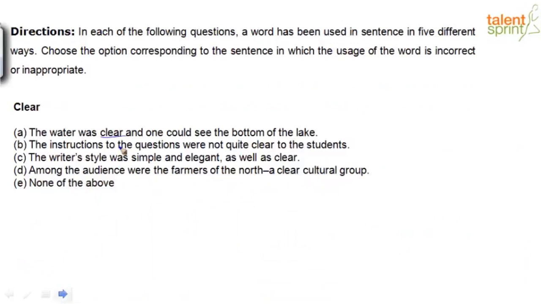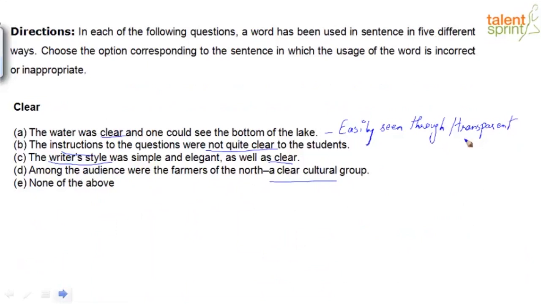Let's quickly recap. Instructions, not quite clear. Writer's style was simple and elegant as well as clear. Okay, we're talking about the writer's style here. Among the audience were the farmers of the north, a clear cultural group, and then we have none of the above. Okay, so option A, basically we're talking about clear water, right? Very, I can see through it. It's transparent, easily seen through, transparent.